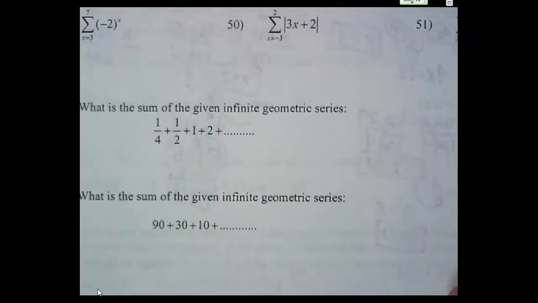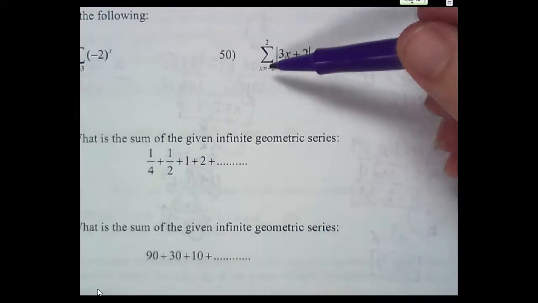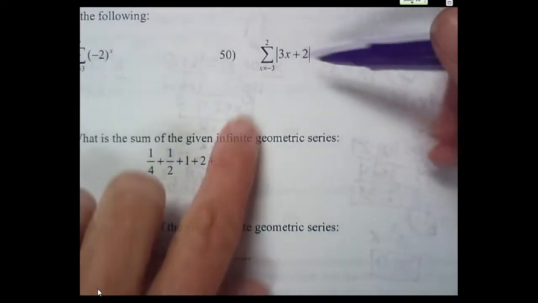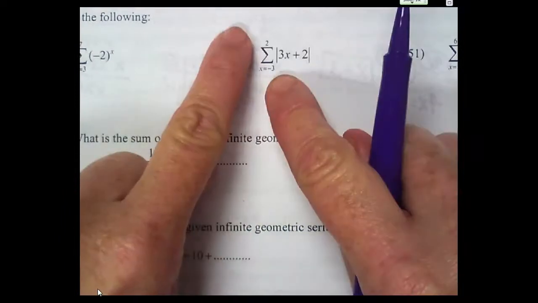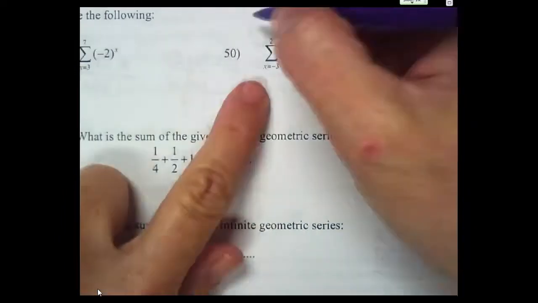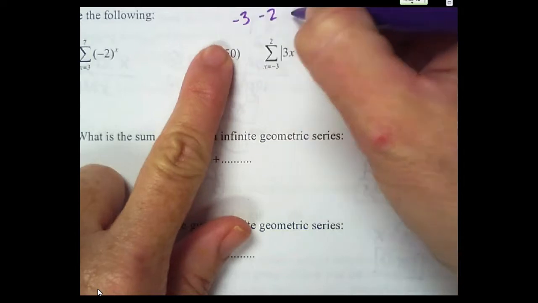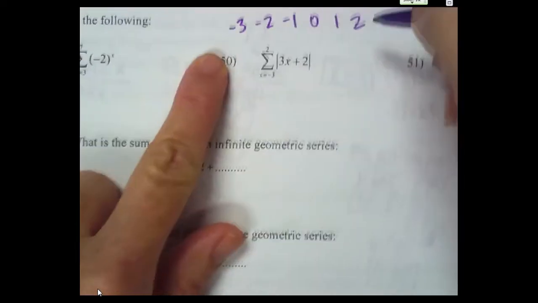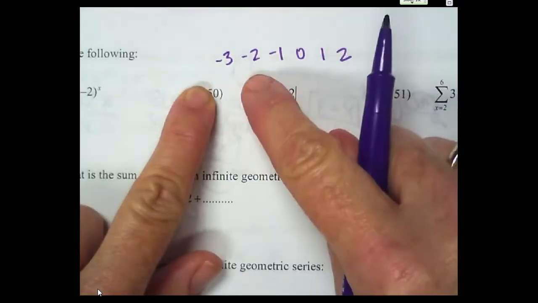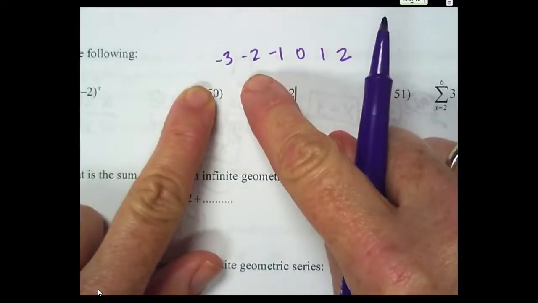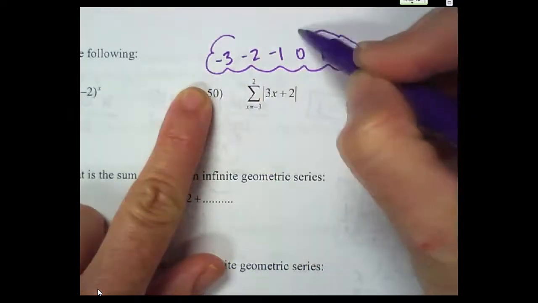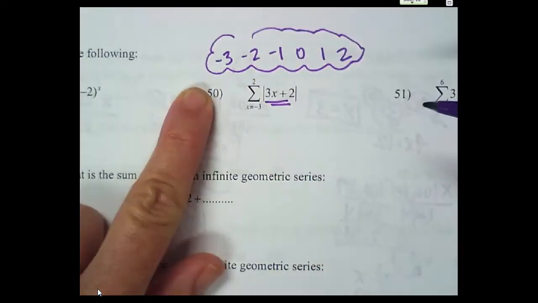Okay, for 50, remember these symbols mean summation. So on these problems, I'm going from negative 3 to 2. You're going to plug in, and to get from negative 3 to 2, you have negative 3, negative 2, negative 1, 0, 1, and 2, correct? You plug these values all into whatever function follows it. And then what do I do with all those answers? Does anybody remember? Yep, it's a summation problem. You have to add them up.